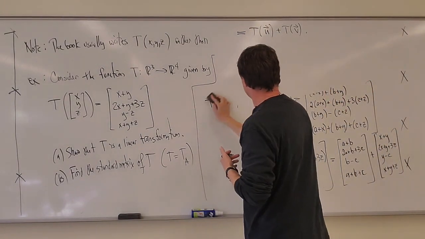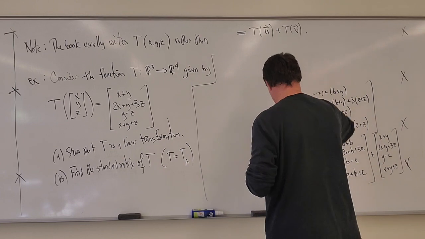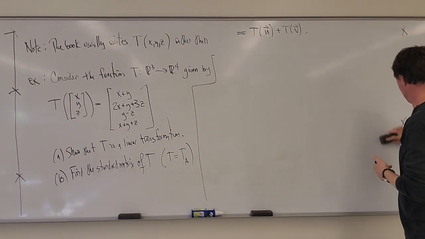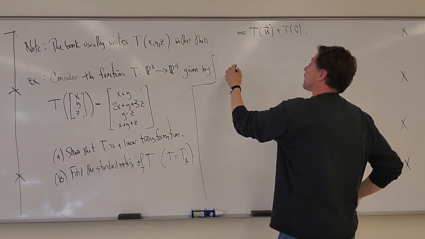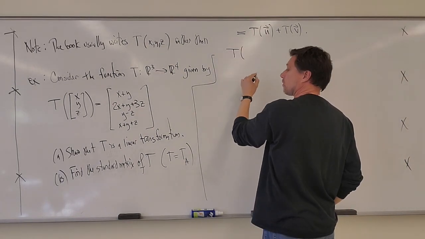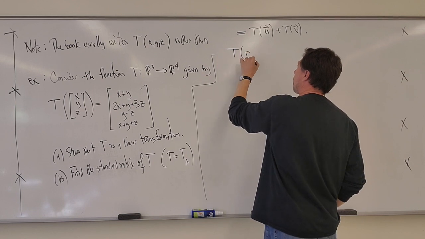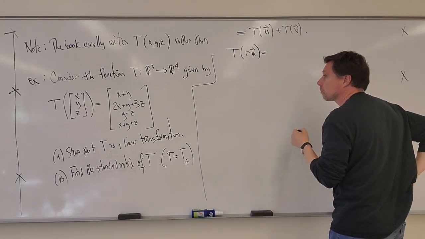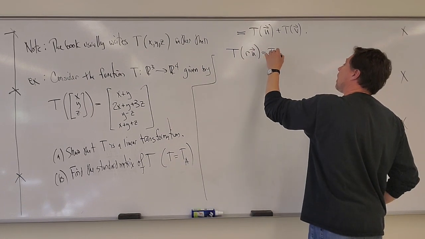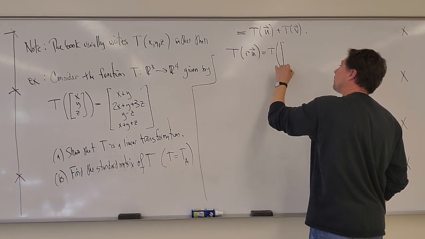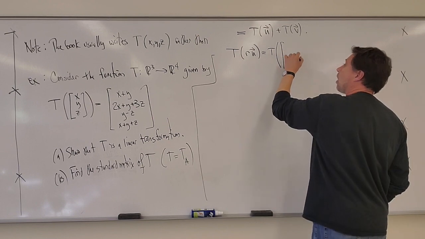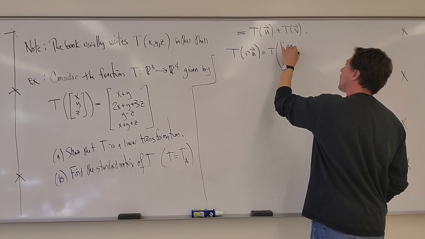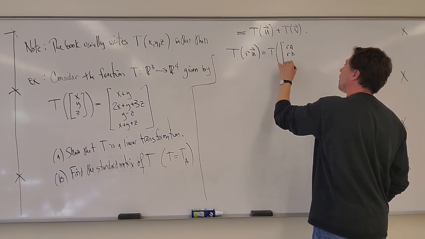Okay, so now let's check the second property, and that tells us that we can pull constants out. So now I want to look at T of, say, R times U. That's going to be T of the column vector, where U is A, B, C. So it'll be RA, RB, RC.